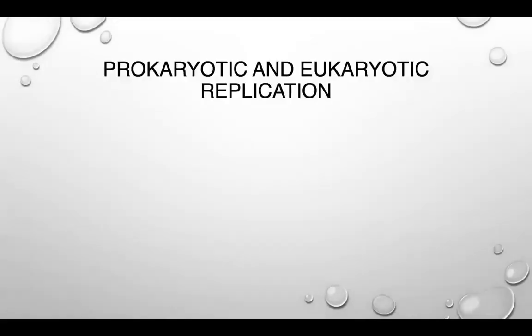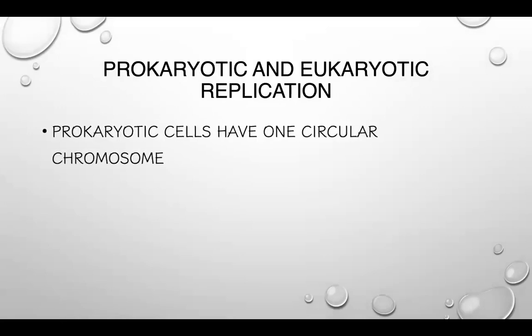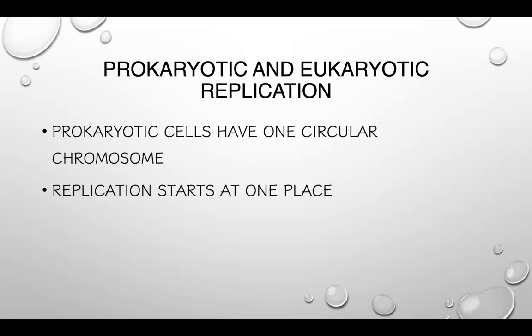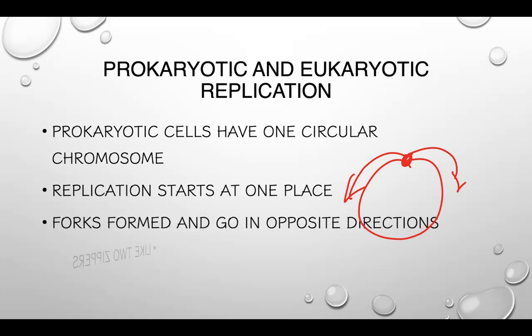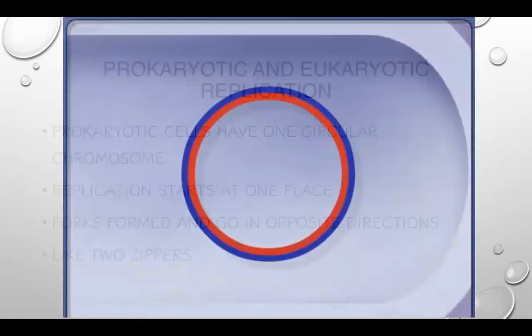Okay. Now, obviously, there's a difference between prokaryotic and eukaryotic replication, because a prokaryote DNA molecule is smaller and circular. So basically, it starts in one place and moves to the other end. So if you have a circular molecule, your helicase will start here and move in opposite directions until they meet on the other side, giving you two new loops, like two zippers going in opposite directions.